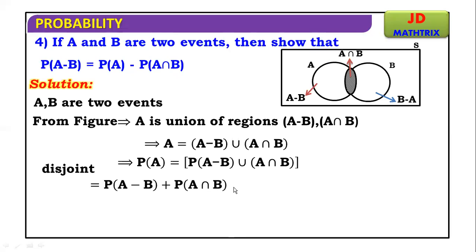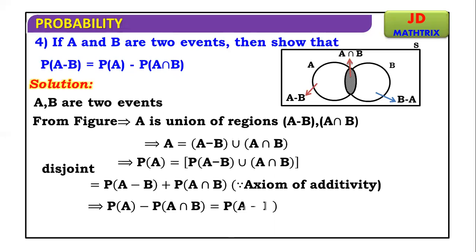Now taking P of A intersection B to the right side, we get P of A minus B is equal to P of A minus P of A intersection B. So that is the end of the proof. P of A minus B is equal to P of A minus P of A intersection B, as it is in the addition theorem.